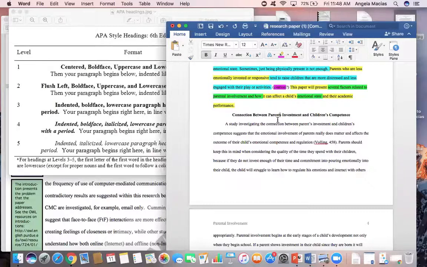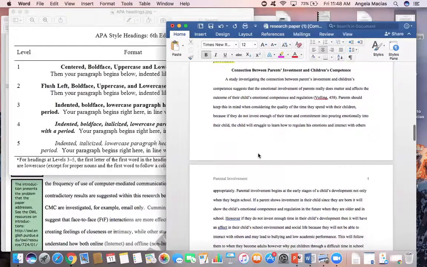Now, the trick with the word parents is it's plural. The trick with the word children is that children is already plural without the S. Child would be the singular. Parent without an S is singular, but parents, we've already got plural, right? So in this case, we want our apostrophe at the end because we want it to stay plural, okay?